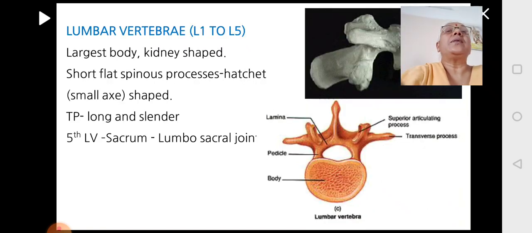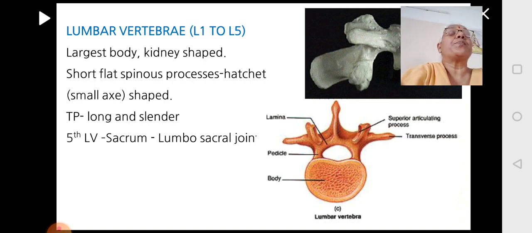Now coming to the next region, that is the lumbar region, where there are 5 vertebrae, lumbar vertebrae 1 to lumbar vertebrae 5. The body of the lumbar vertebrae is the largest of all and it has a kidney shaped body. The spinous process is short, flat, and it resembles a small axe called a hatchet. That's why it is called hatchet shaped spinous process.